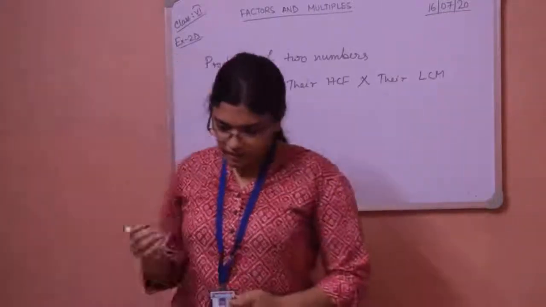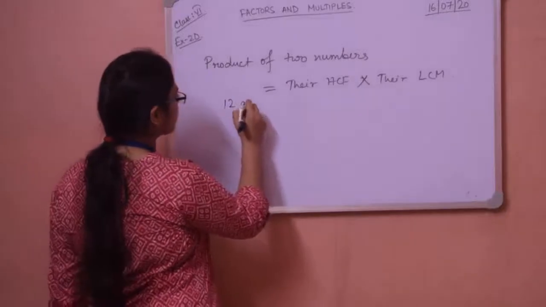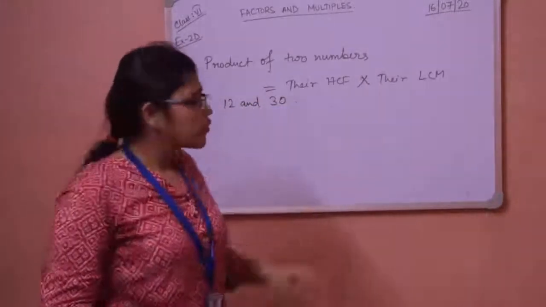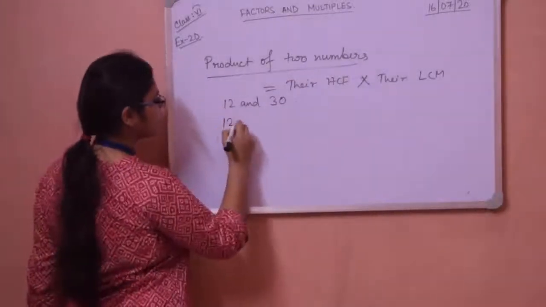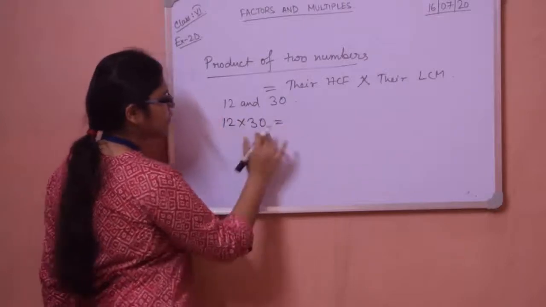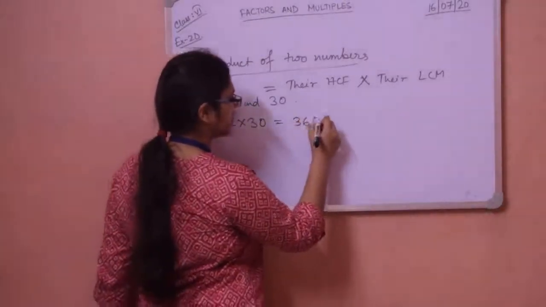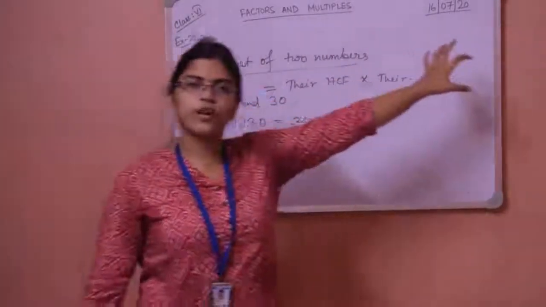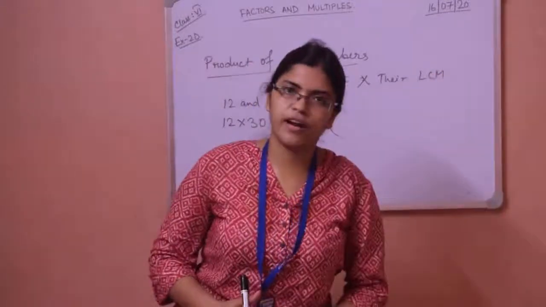So let us take one example. So I have taken the example of suppose 12 and 30. I am getting these 2 numbers. So the product of 2 numbers means if I multiply 12 and 30, we get their product. So 12 into 30, we are getting 360. So this is the product of these 2 numbers. Now their HCF and their LCM, we have to individually find out.